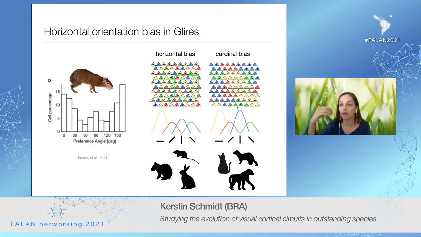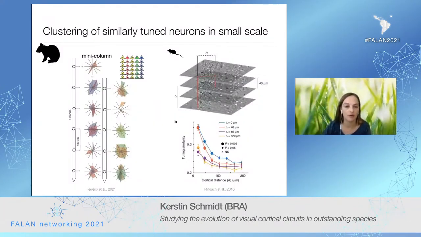A preference for both vertical and horizontal orientations. On top of this, we found that, as actually was reported already for mice and rats, the Aguti organization of orientation selective neurons is not so random as it seems at first. So if you record in depth from what is supposed to be a minicolumn, a structure which extends through all 6 layers, you see that the orientation preference of the neurons doesn't change so much.